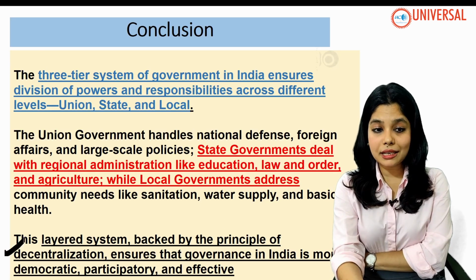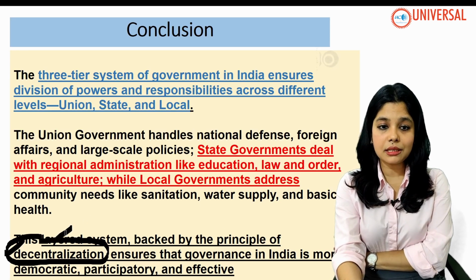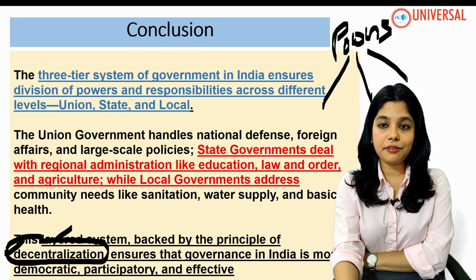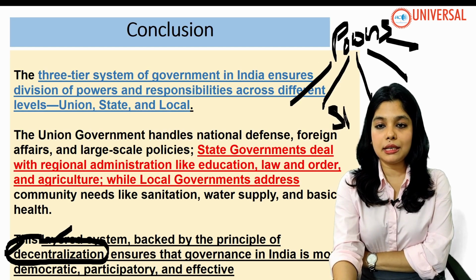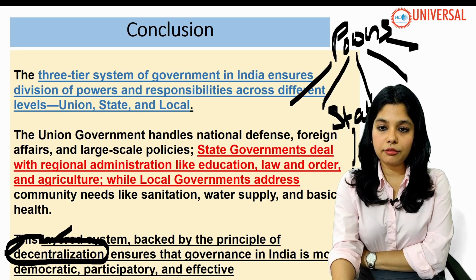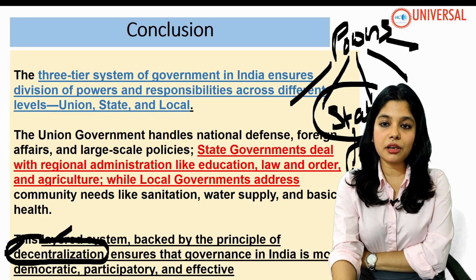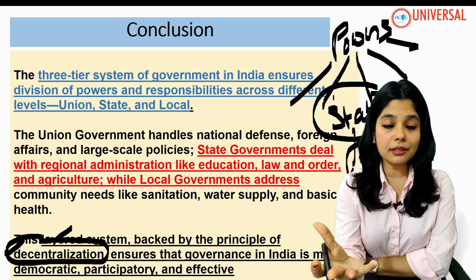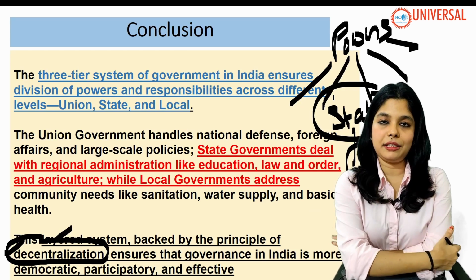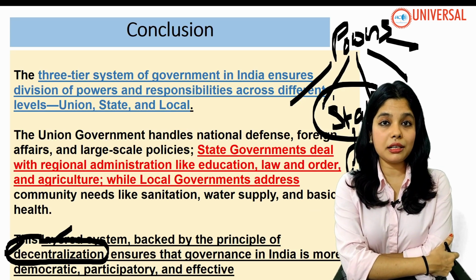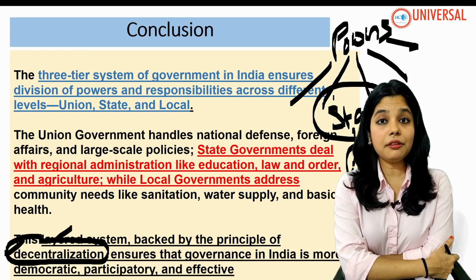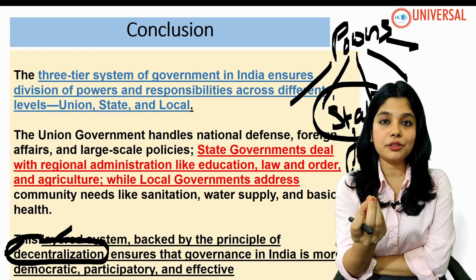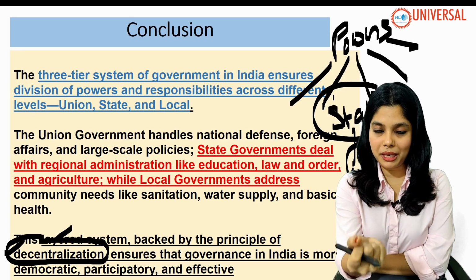This layered system is backed by the principle of decentralization. We have already discussed decentralization. It means that the powers are not centralized. The powers are divided among different bodies, the state government and the local government. This ensures that governance in India is more democratic, participatory, and effective. If we want to preserve our democracy, then we have to preserve the federal values of a country, which says that power should be distributed and should not be concentrated.